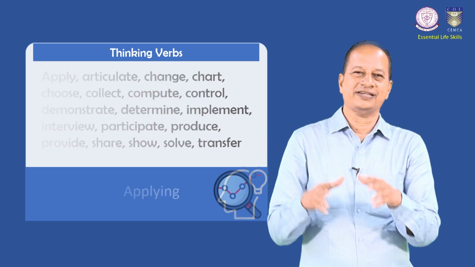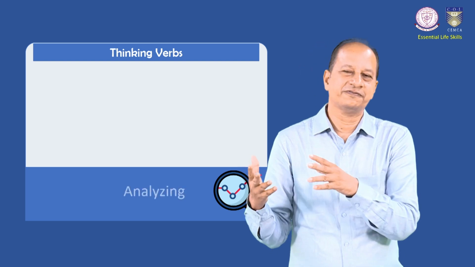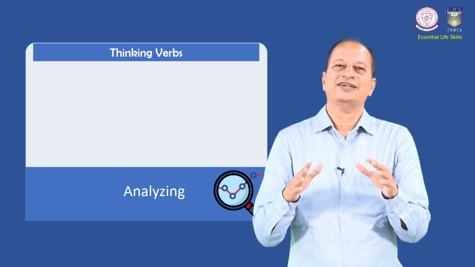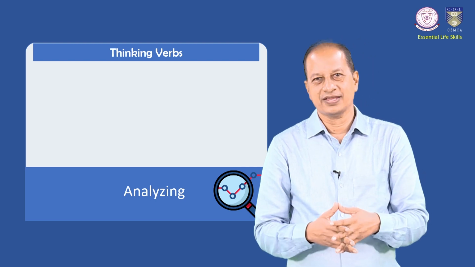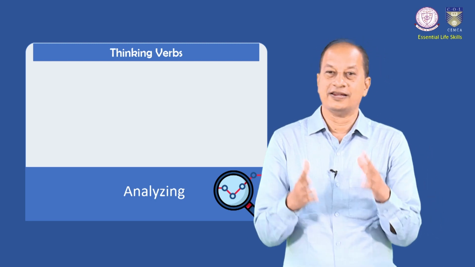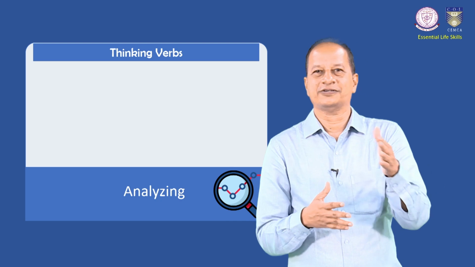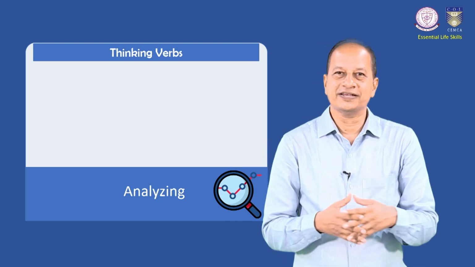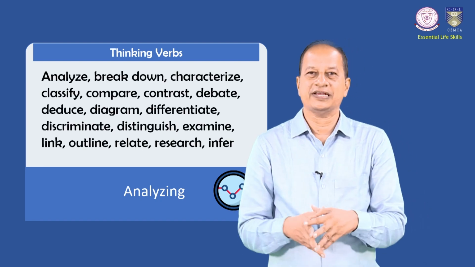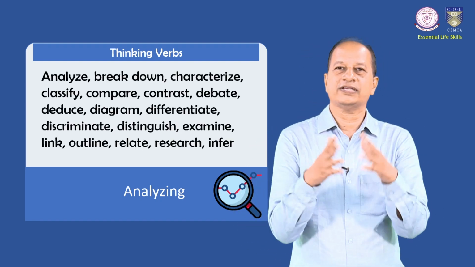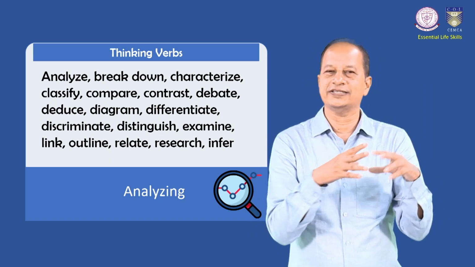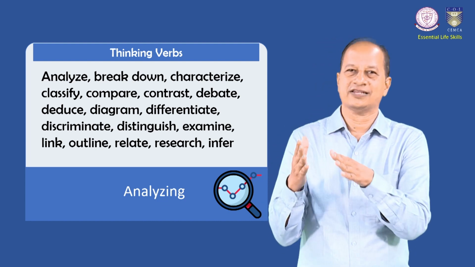And the next one is a set of thinking verbs that we generally use when it comes to showing analyzing. Analyze, break down, characterize, classify, comparing, contrasting, deducing, differentiating, discriminating, distinguishing, examining, outlining. So all these verbs are associated with this particular thinking skill, that is analyzing.